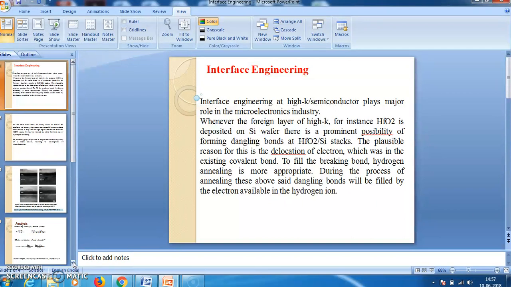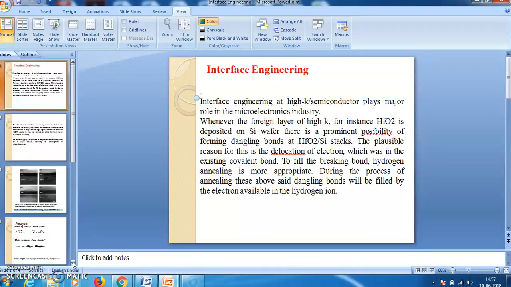It is trying to absorb the other electron by vibrating like this. So that particular bond is called a dangling bond. This dangling bond is the main source of the interface state densities. So how do we reduce those dangling bonds?